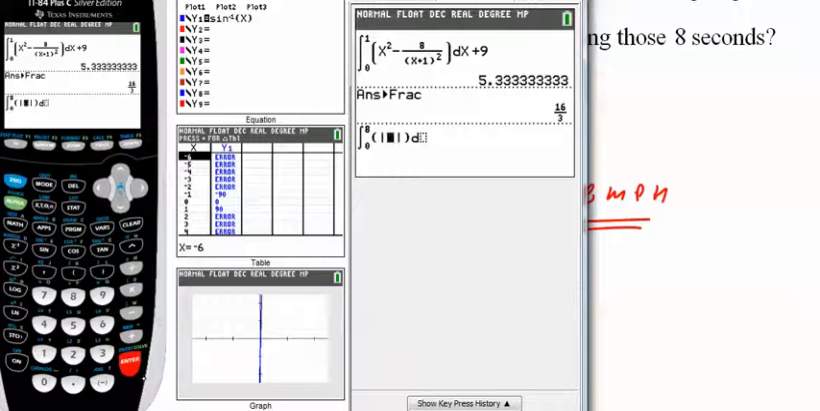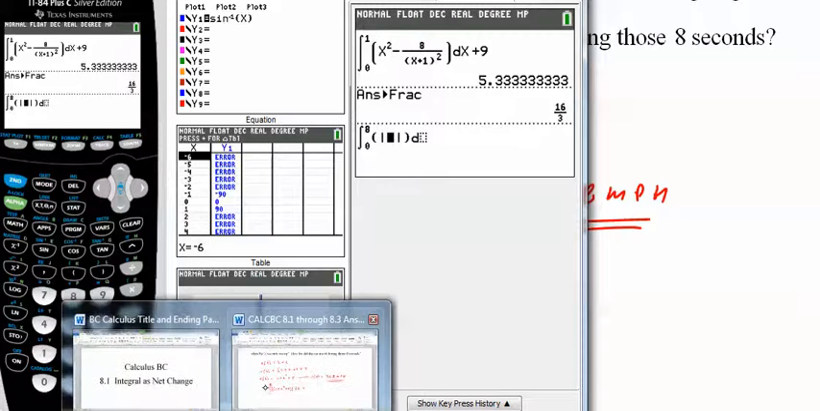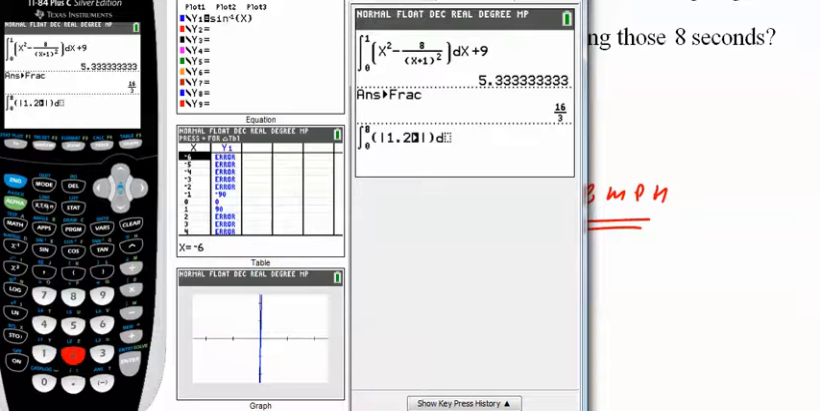And see what I had up there. Squared. 1.2 squared plus 5 with respect to x.